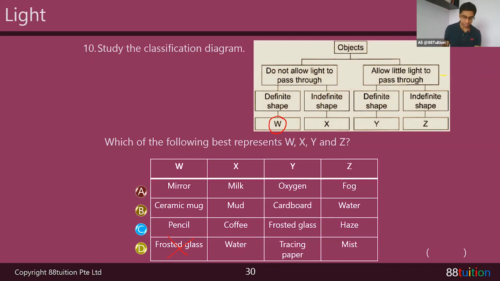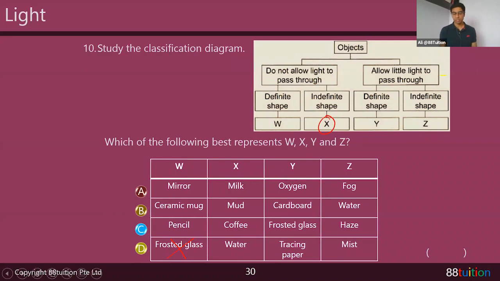So it can be mirror, ceramic mug, or pencil. But it needs to have a definite shape. Mirror, ceramic mug, pencil also has a definite shape. So, okay, good. Now, X. So we're done with W. Now, X. So let's erase and go to X.